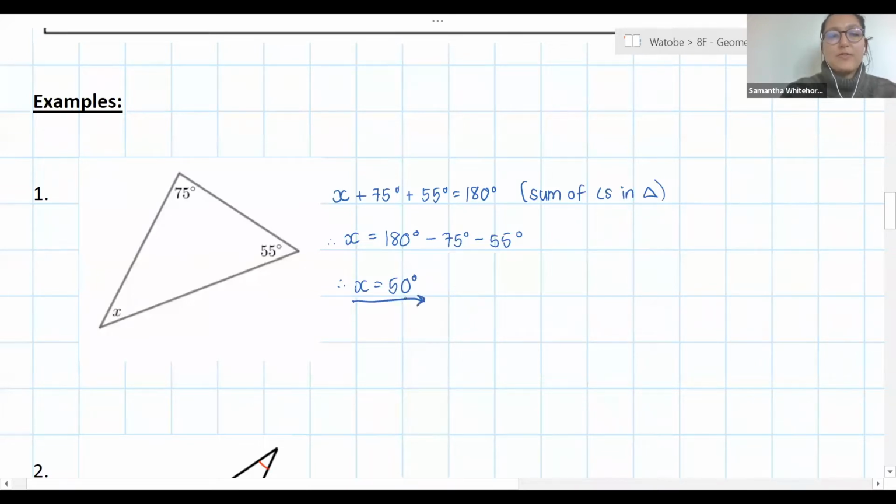I've found the value of this angle in my triangle. You can always check yourself: put 50 back in place of x and add 50, 75, and 55. We should get 180 degrees, and when I add them all up, I get 180. So I know that I've done this correctly. Well done, guys. Take your screenshots. If you haven't got all of that down, I'm going to give you one to try by yourselves now.